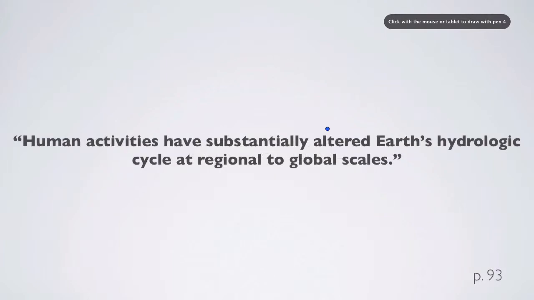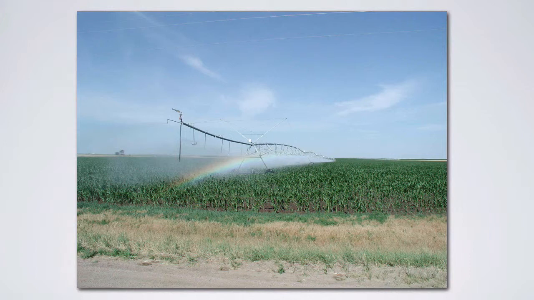Now, like in other chapters, the authors offer a focal issue to think about the importance of the hydrologic cycle. And they state that human activities have substantially altered Earth's hydrologic cycle at regional to global scales. Where this becomes important is that currently 50% of Earth's available renewable fresh water, so again focusing in on fresh water here, and it's 50%, so half of the world's fresh water, and up to 100% in some regions, goes to human activities.